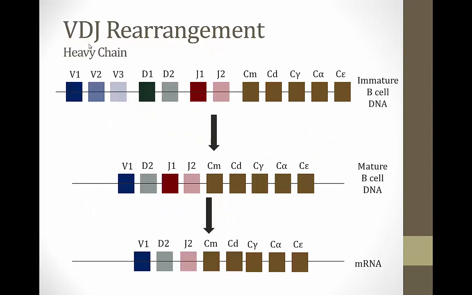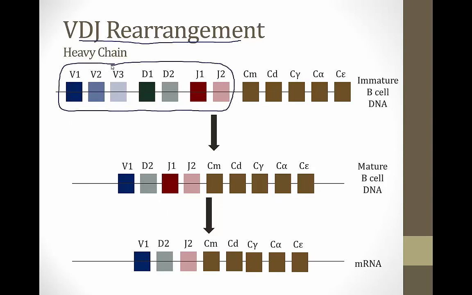So let's go back to our slide for VDJ rearrangement. And this is the slide where I describe the process by which B cells choose from a selection of V, D, and J genes to pick the genes that will ultimately be used to synthesize its unique B cell receptor. Well, right next to these V, D, and J genes are a series of genes that code for the constant portion of the heavy chain, which makes up the Fc portion of the antibody.